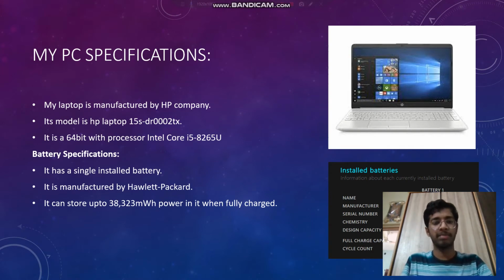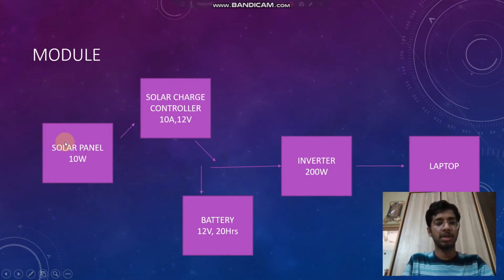My laptop is manufactured by HP and it's a 64-bit processor with Intel Core i5. Coming to battery specifications, it has a single lithium-ion battery installed in it, manufactured by Hewlett Packard, and the maximum full charge capacity of this is 38 watt-hours. So coming to the module, this is the module. We require a 10 watt solar panel, a 10 ampere 12 volt solar charge controller, a 12 volt 20 hour battery, a 200 watt inverter, and a load, the laptop.